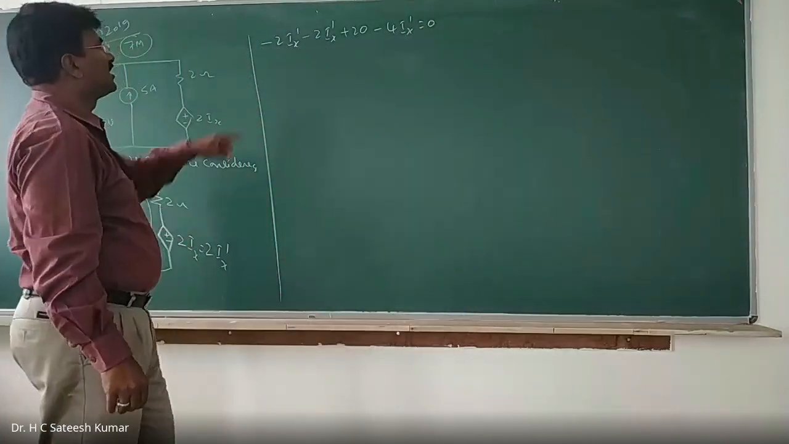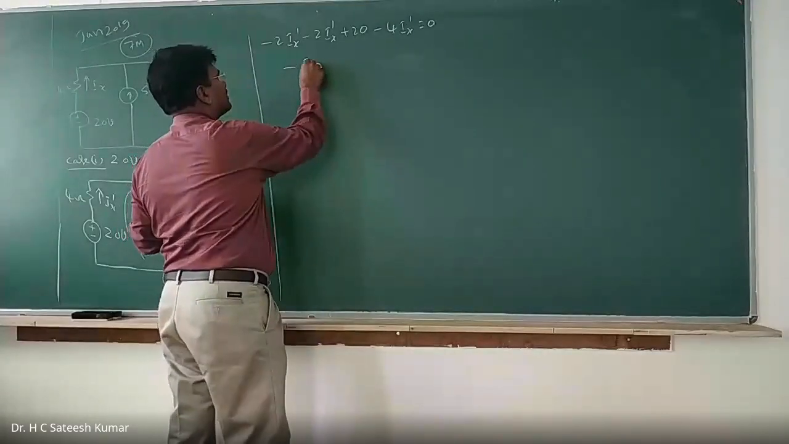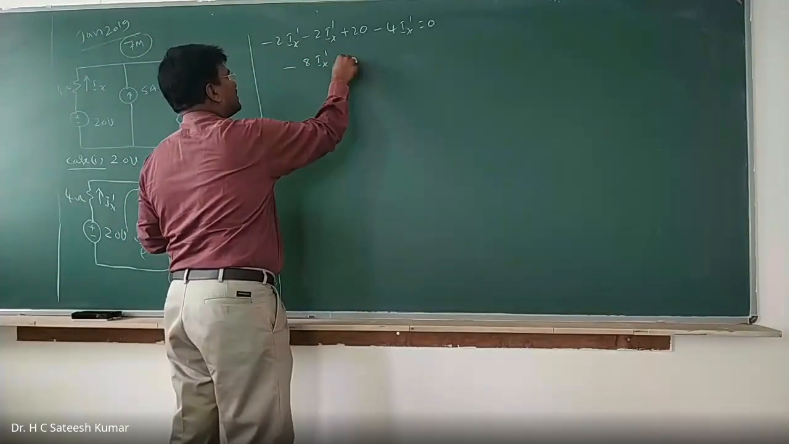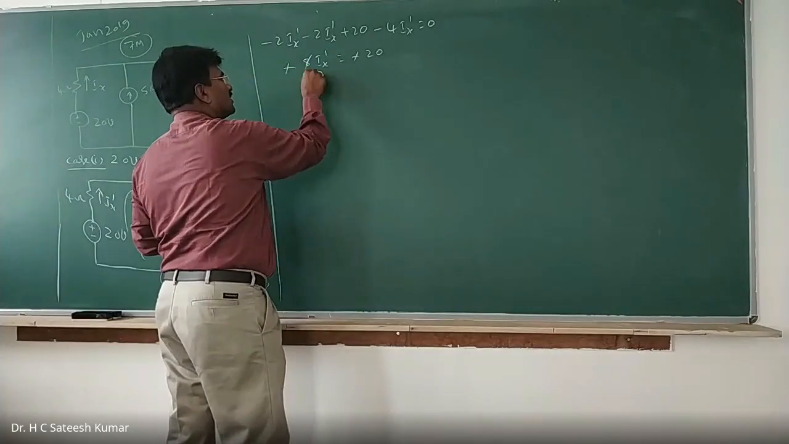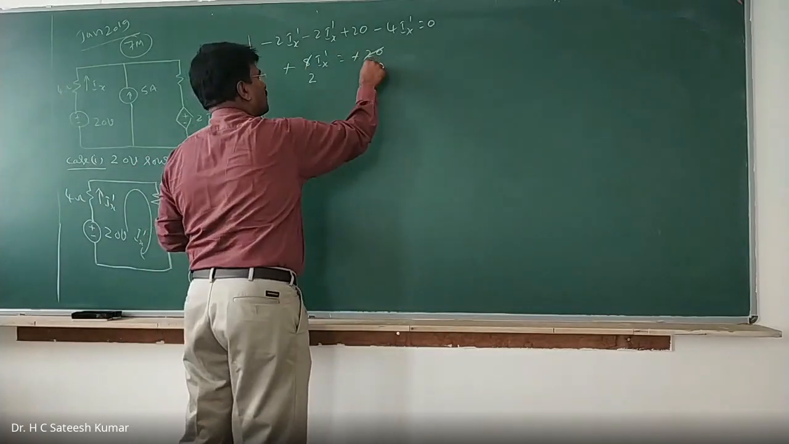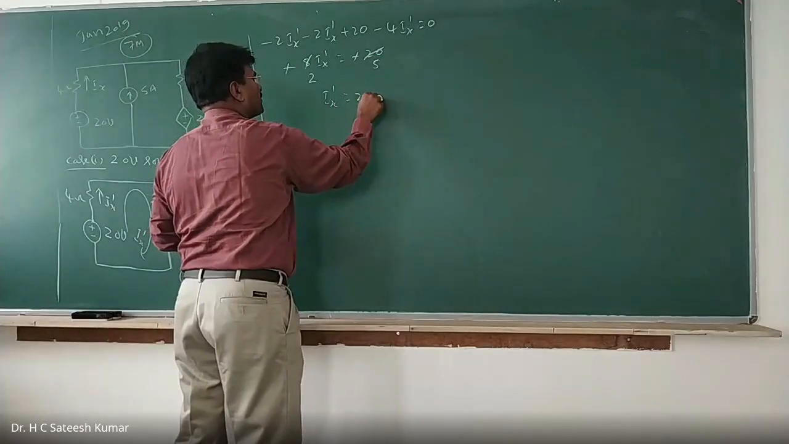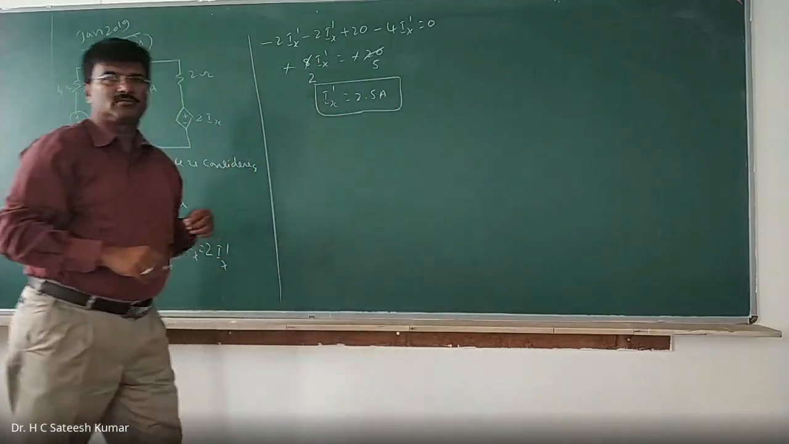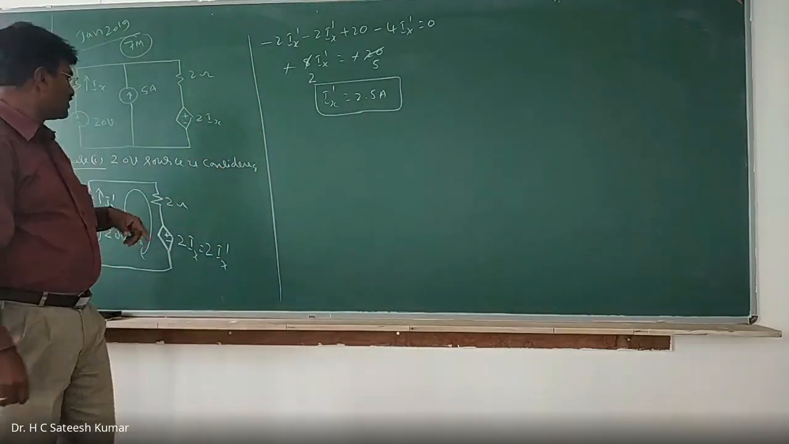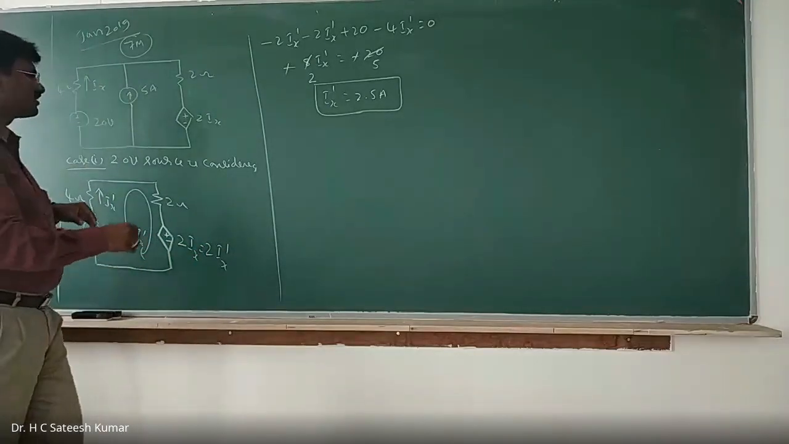So how much is that? 2 minus 2 minus 2 minus 4, minus 8 Ix dash is equal to minus 20. 20 gets cancelled. So therefore Ix dash is equal to 2.5 amps. Is it okay? So now case 2. So we got Ix dash directly. Case 2.